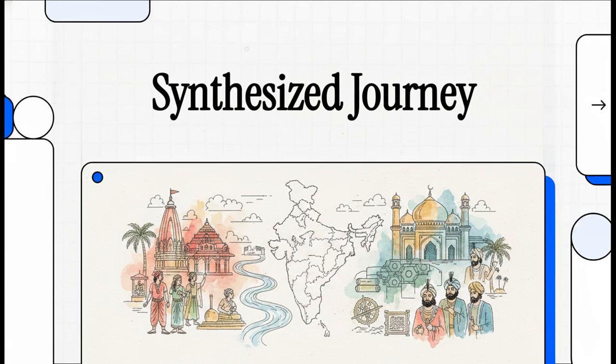Welcome to today's Explainer, where we are going to unpack a truly fascinating journey, the chronological story of how Islam arrived and integrated into the Indian subcontinent. Now, this isn't just a simple story of kings and conquests. It's a beautifully interwoven narrative of political shifts and massive socio-cultural transformations. We're going to trace exactly how different civilizations met, clashed, and ultimately synthesized over thousands of years.